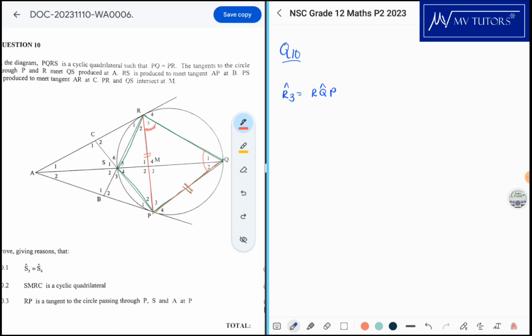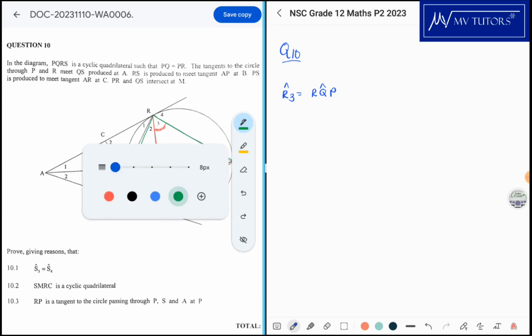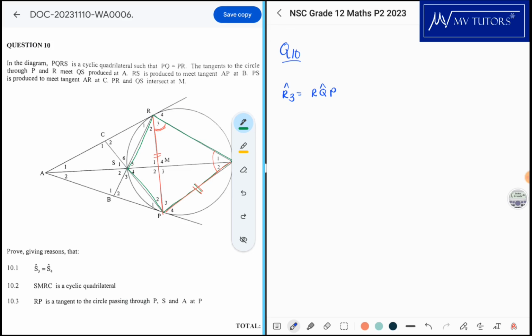Yes. And then it says the tangents to the circle through P and R meet at QS. Okay, let me just take a little break. Actually, before I move on, getting back to the fact that PQRS is a cyclic quad, we have external angles to a cyclic quad. Let me go back to my green pen. So I have here these external angles. Oh, I forgot to write here equal sides, equal angles. I don't know if I'm going to need it.